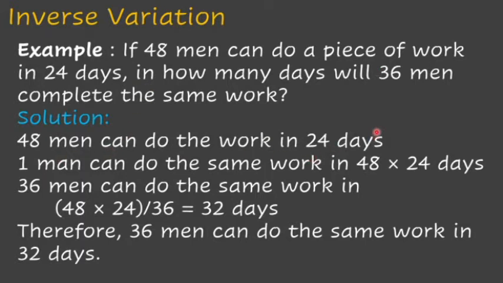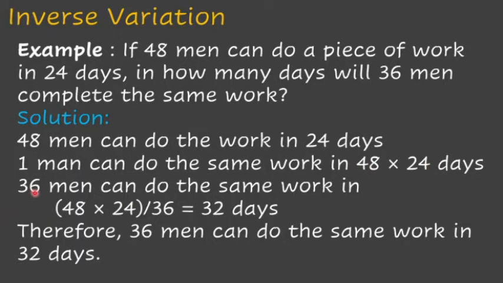Para makuha natin kung ilang araw matatapos yung 36 men, kailangan muna nating malaman kung ilang araw ba ang nakokonsume ng isang tao. Let's say, for example, one man. One man can do the same work in 48 times 24 days. Why? Kasi siya lang mag-isa yung gagawa. Hindi na niya kasama yung remaining na 47. So, since one man lang siya, ang magiging solution natin ay 48 times 24 days.